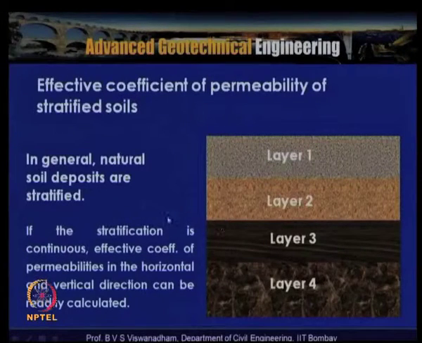That means that in a given soil with strata, the water can flow in the horizontal direction as well as the vertical direction, or upward because of some artesian conditions. So, in that case, how to determine the equivalent permeability is what we need to understand. In general, natural soil deposits are stratified, and if the stratification is continuous, the effective coefficients of permeability in the horizontal and vertical directions can be readily calculated.